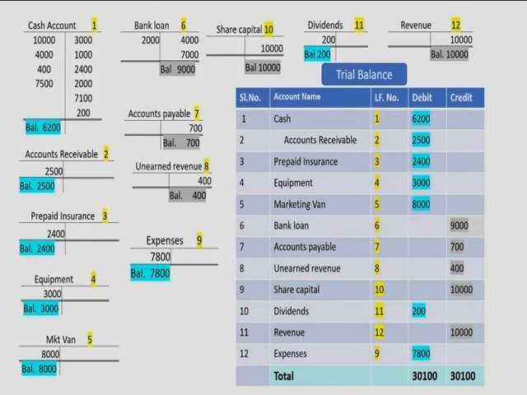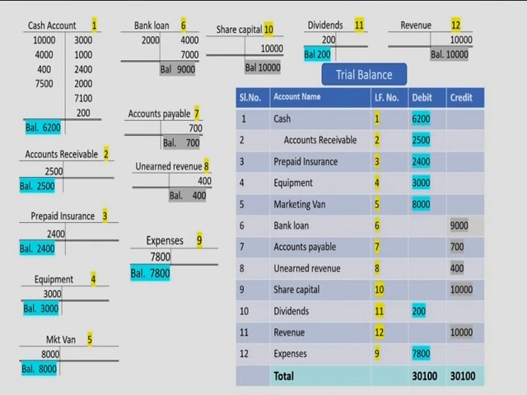Here it's balanced now. If accounts do not balance at this moment, then you have to go back into the respective account heads. Look at the page number. Example, marketing ban. If you want further information about marketing ban, you can look in the ledger folio page number 5 and see the details of marketing ban. So this is how we do the posting.